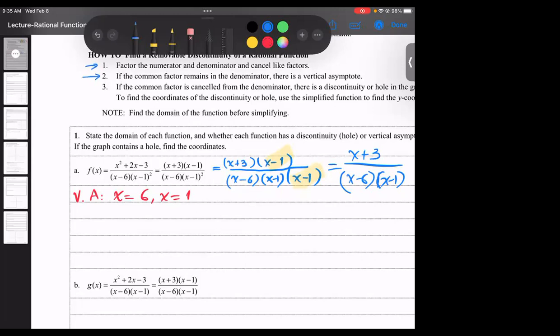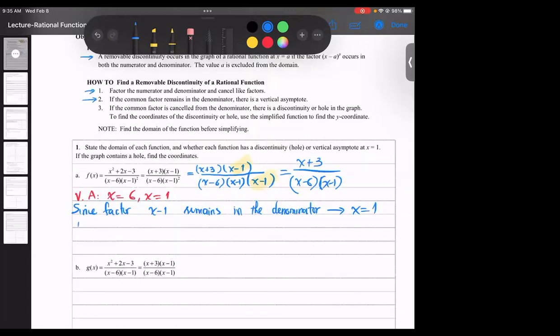So you would say, since the factor x minus 1 remains in the denominator, this implies x equals 1 is still a vertical asymptote.